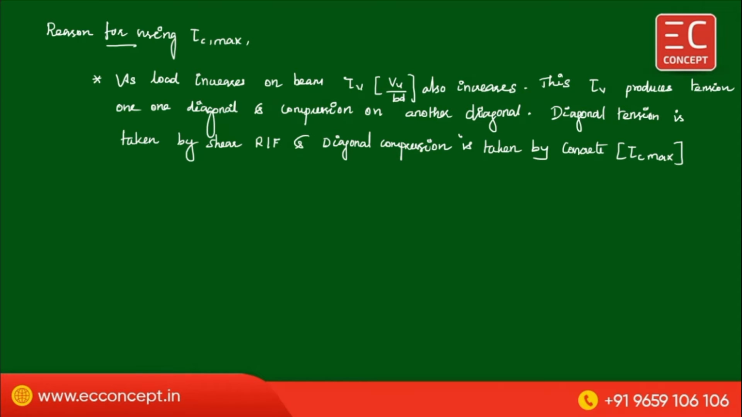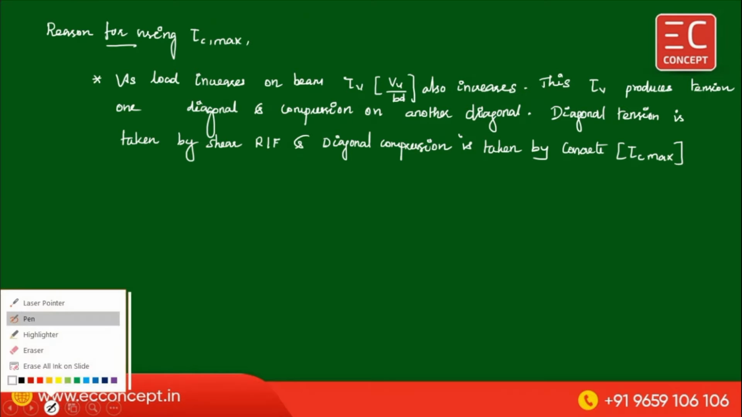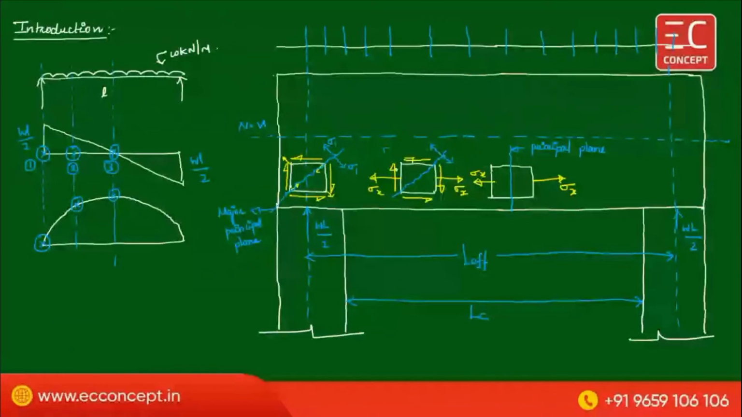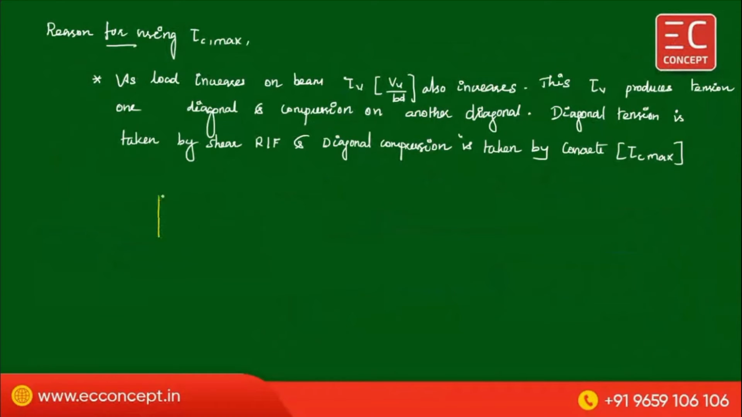There are two stresses coming. One is a diagonal tension, another one is diagonal compression. Okay, now what is the meaning? Suppose, let us take this point, the support point. At the support, what is there? At the support, there was only the shear stress.